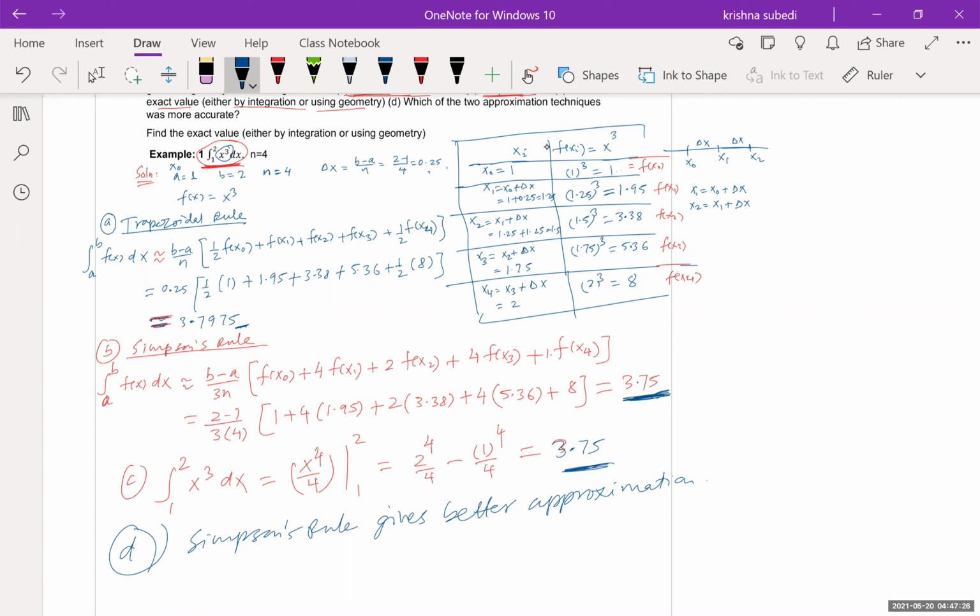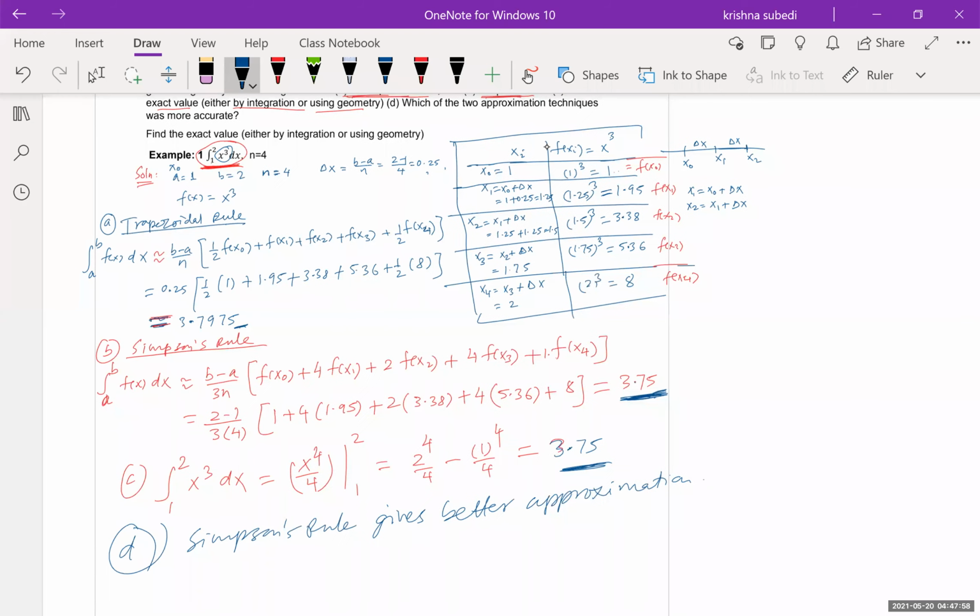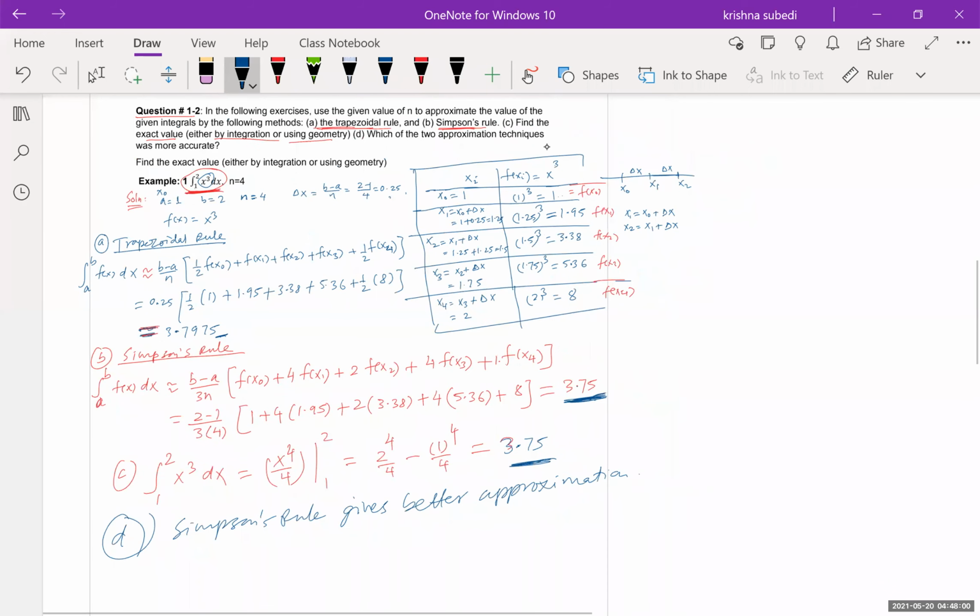Now the question is, is it just a coincidence that Simpsons rule is a better approximation? It's not a coincidence. In general, Simpsons rule gives better approximation than trapezoid rule, than midpoint rule, than left endpoint, right endpoint rule. Keep that in mind. Let me repeat this: in general, Simpsons rule gives better approximation. Okay, is there any question?